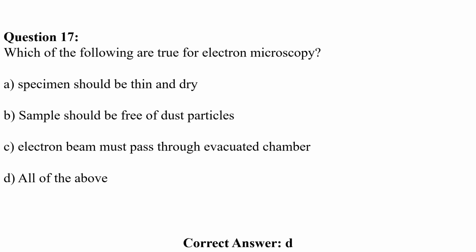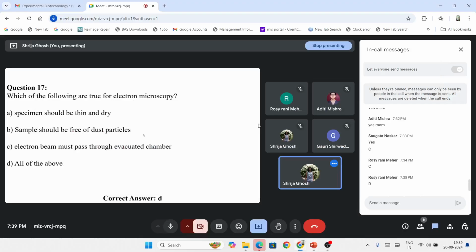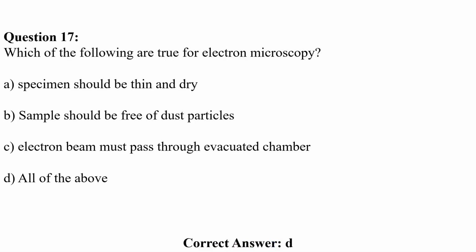Why? Because if the specimen is too thick, the electrons won't be able to, just a second, something happened to my screen. I hope my screen is visible, right? So if the specimens are too thick, the electrons won't be able to pass through the sample or even bounce back. They will be absorbed by the sample. So that's why the specimen should be thin and specimen should be dry.